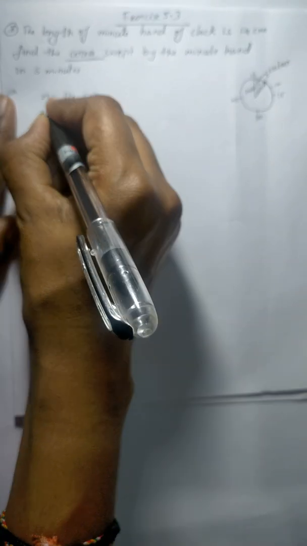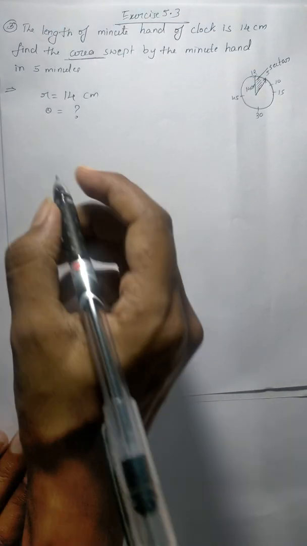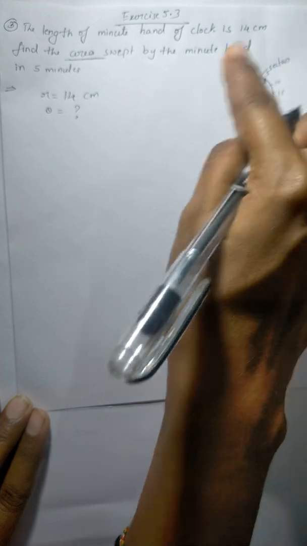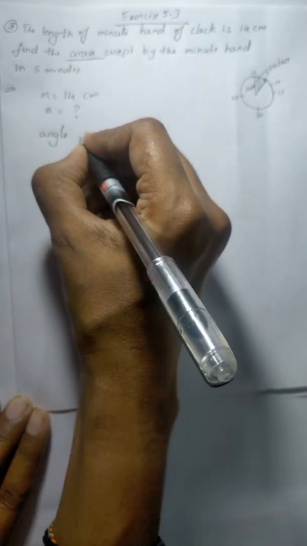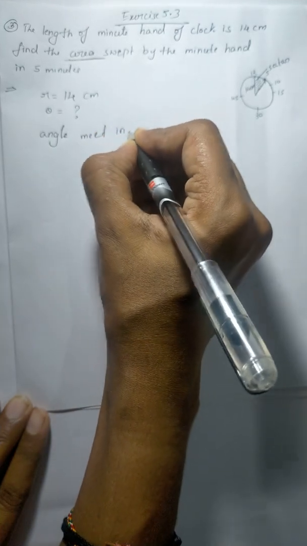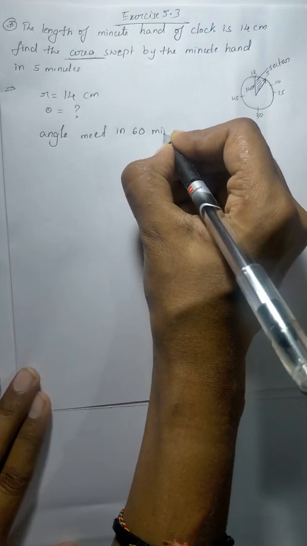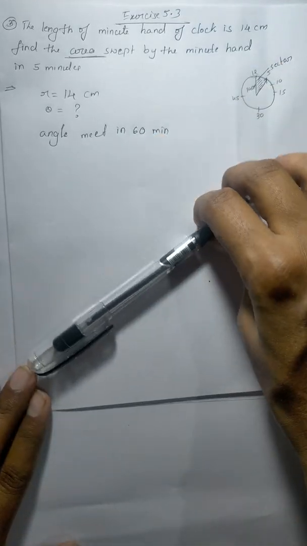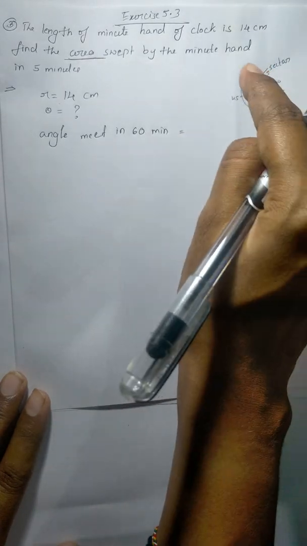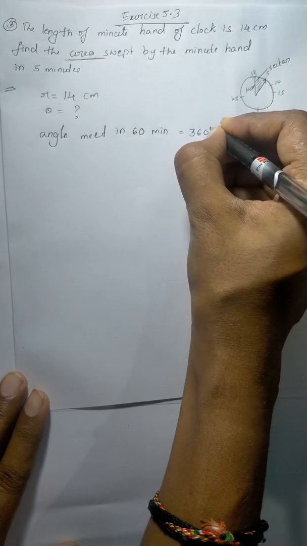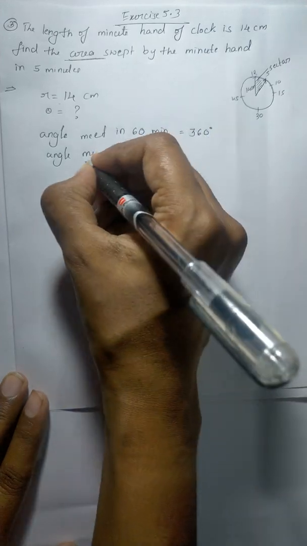To find the area of the sector, we need theta, which we don't know. So we have to find the theta value. For that, we solve on the basis of what we did previously. Angle made in 60 minutes: when this minute hand completes one rotation, it comes back to 12. So how many degrees will it cover? It completes the overall circle, that is 360 degrees. So the angle made in 60 minutes is 360.